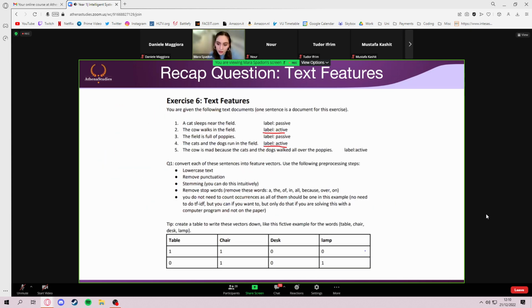But in a sense, the actual vectors would be 1, 1, 0, 0 in this case. So it's basically just your row from the table. In this case, they asked you to write it down in a table, but the feature vector could be either in the table or as a vector. It has to do with text classification. So first you pre-process it and then you write down the feature vectors, which are just the zeros and ones.